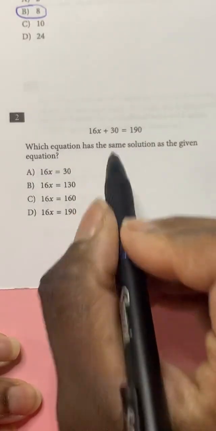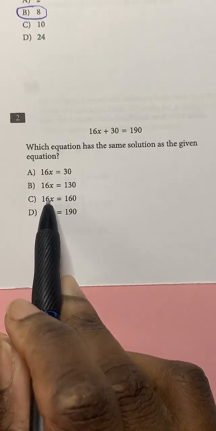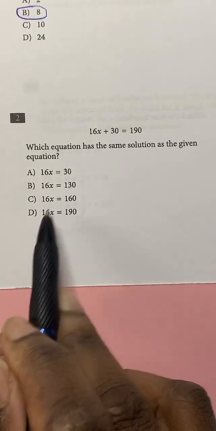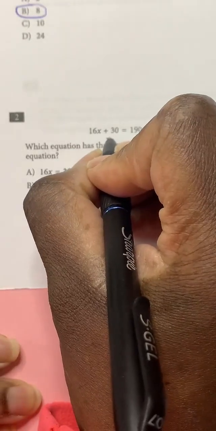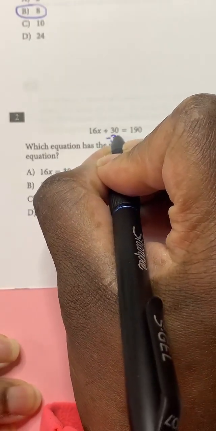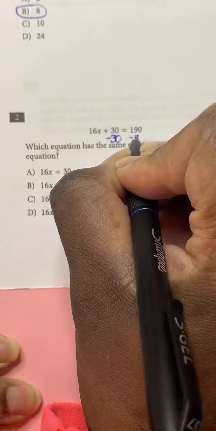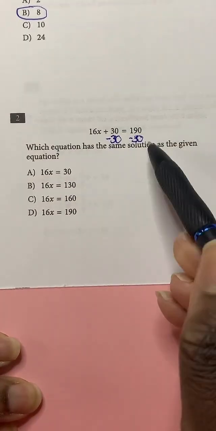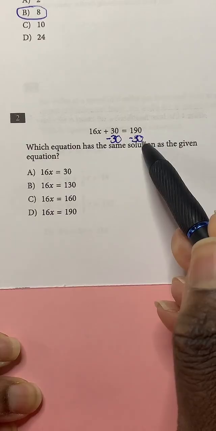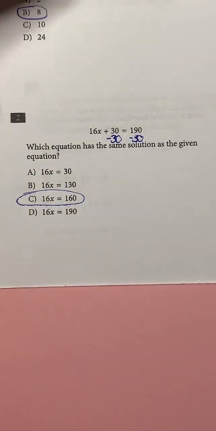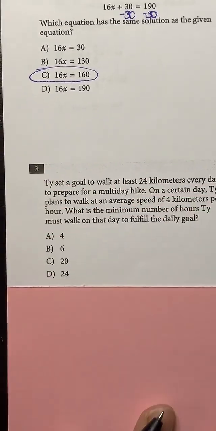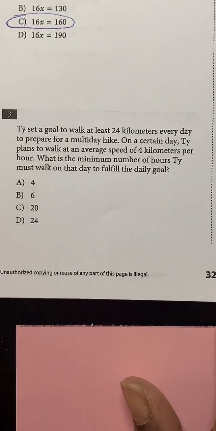Yes, because if you notice, all of them are equal to 16x. So if I want to get 16x by itself, that means I need to subtract this 30 on both sides. When I subtract, 190 minus 30 gives me 160, so the answer is C. All right, let's try another one.